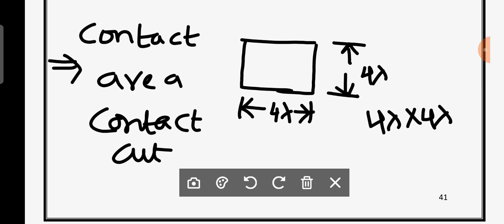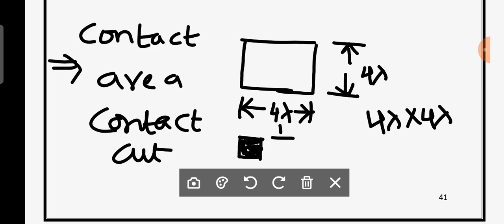Is it clear? Now if you talk about the contact cut, don't forget, in the contact area definitely you should have a metal and the surrounding layer, one more layer, whatever it may be. Is it understood? And if you talk about the contact cut, very importantly, the contact is going to be represented with a square and definitely it should be shaded. Is it clear, all of you? And it also has a size.